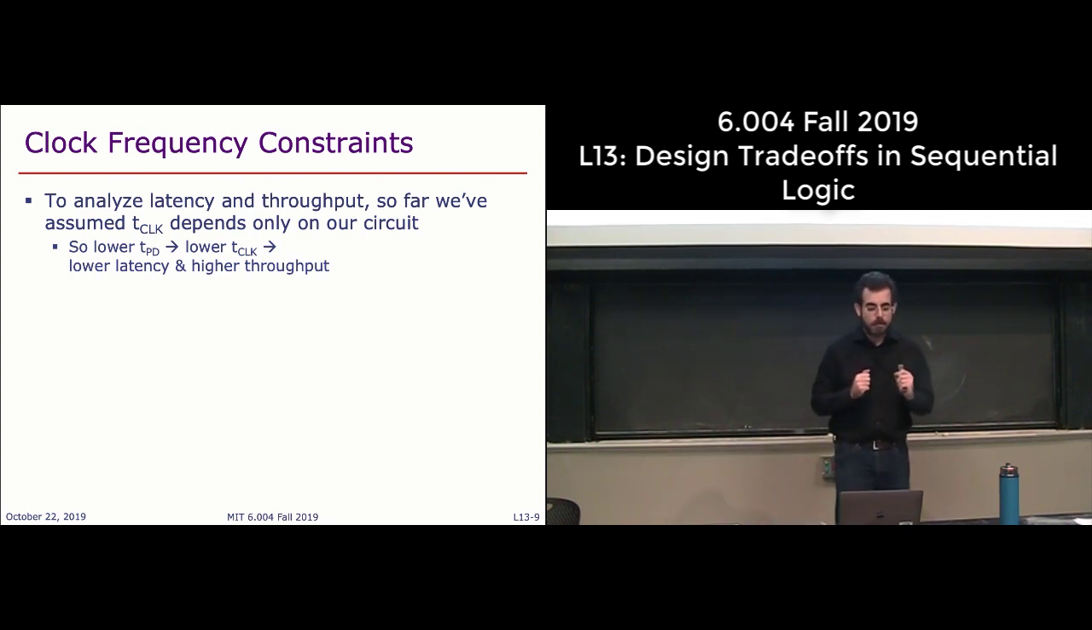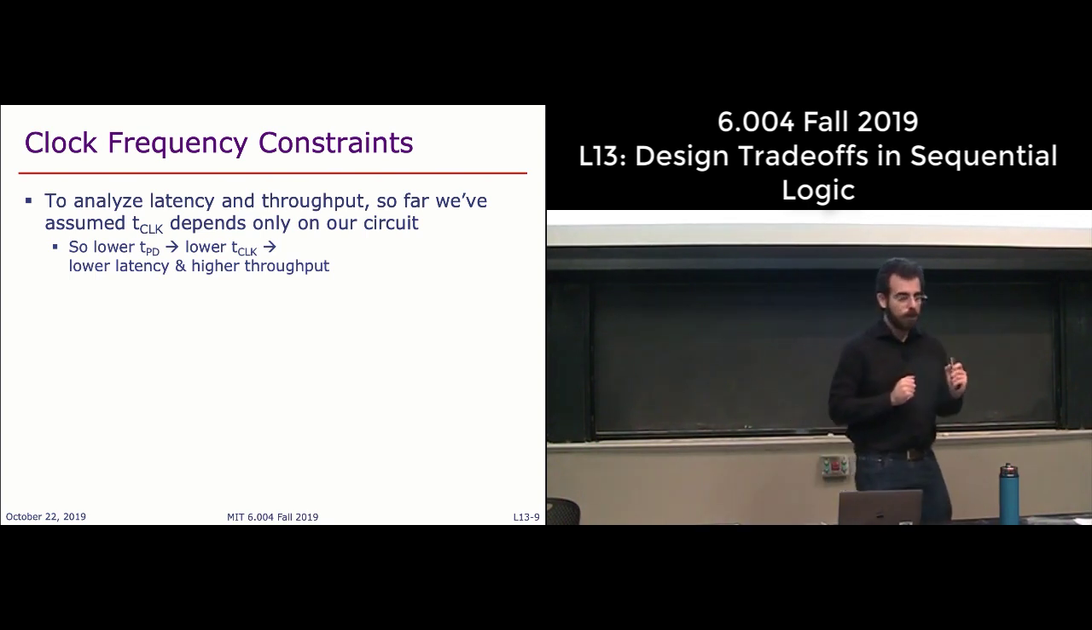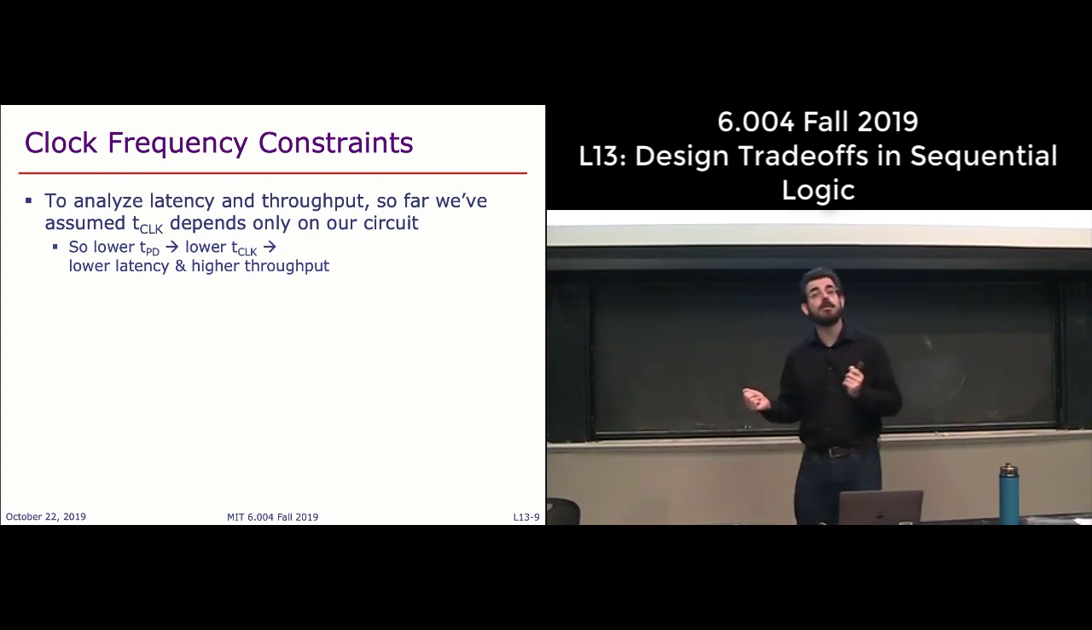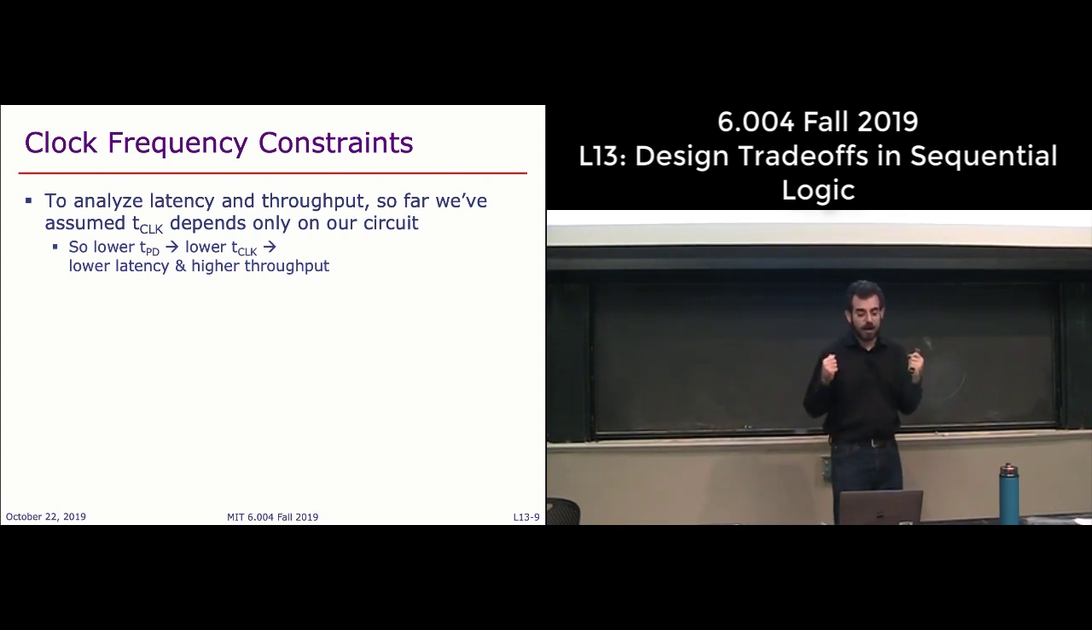So for example, if you go from a one-stage pipeline to a two-stage pipeline, as we saw in the first example I showed, where we went from a propagation delay of 45 nanoseconds to 25 nanoseconds, we said, well, that means that we can go from a clock cycle time of 45 to a clock cycle time of 25, and that means that we're going to get higher throughput, right?